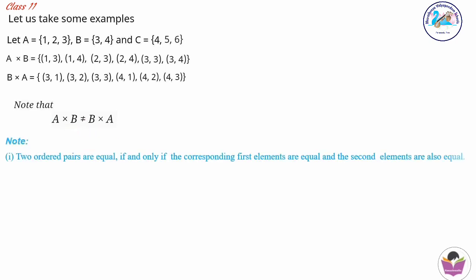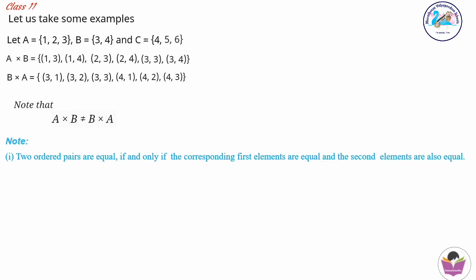Then some important points we must note. Two ordered pairs are equal. We know that the position of an ordered pair we cannot change. So two ordered pairs are equal means if the corresponding first elements are equal and the corresponding second elements are also equal.